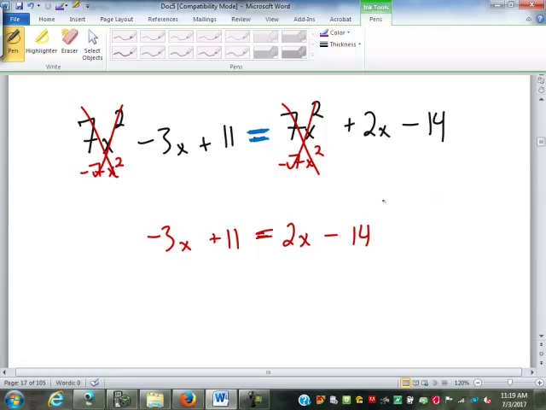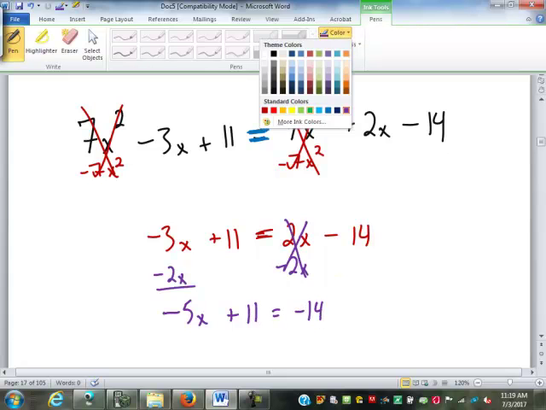With the negative 3 and positive 2x. Yep, I've still got an x on each side, so I have to get rid of one. Which one do you want to get rid of? Let's get rid of the 2x. Okay, normally I'd get rid of the negative 3 because it's smaller, but let's get rid of the 2 just for fun. So I got to subtract 2x here. Negative 3x minus 2x is negative 5x plus 11 equals negative 14.